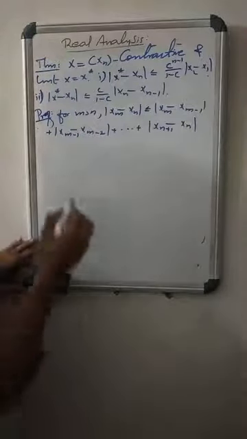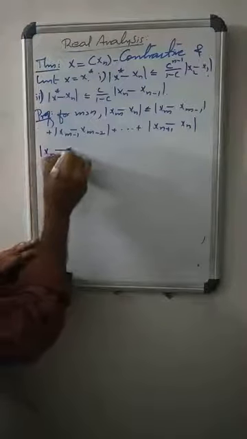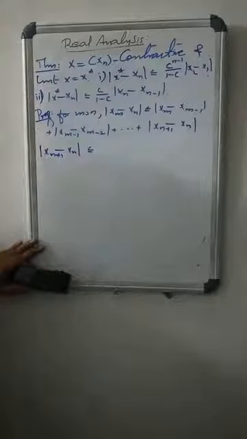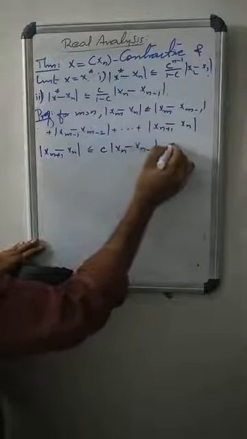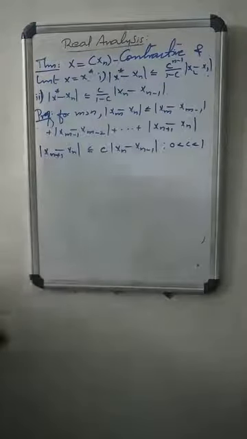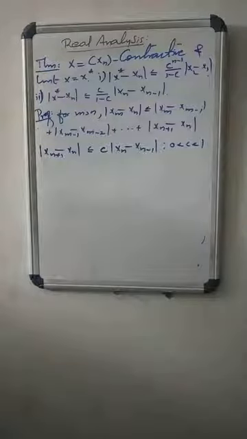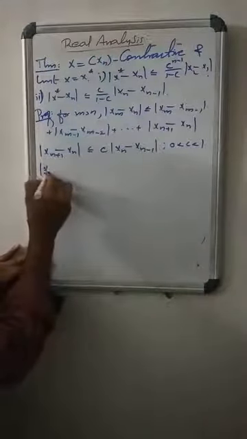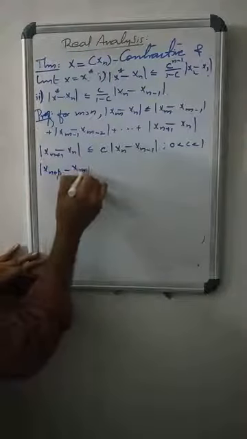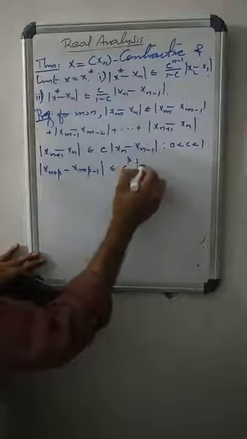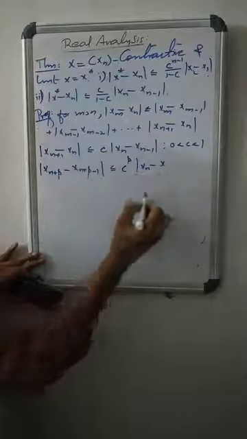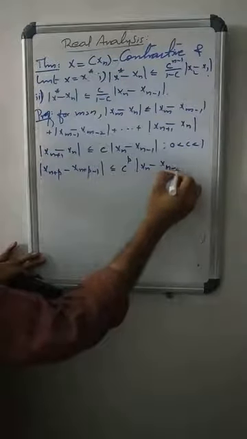So modulus of xn plus 1 minus xn less than or equal to c into modulus of xn minus xn minus 1, where c lies in between 0 and 1 since xn is a contractive sequence. Agreed? Assume the result is true for k equals p. For induction, the result is true for k equals p means modulus of xn plus p minus xn plus p minus 1 less than or equal to c power p into modulus of xn minus xn minus 1.